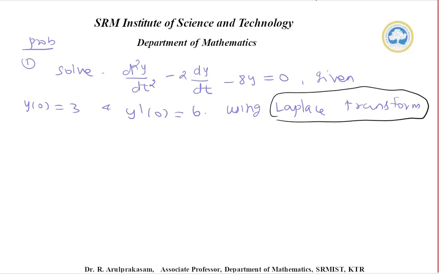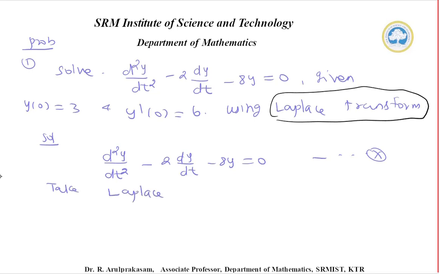So what is the rule I mentioned? First take the equation. My given equation is d square y divided by dt square minus 2 times dy divided by dt minus 8 times y equal to 0. It is the given equation. Yes or no? So what is next? I already mentioned, take the Laplace transform on both sides.